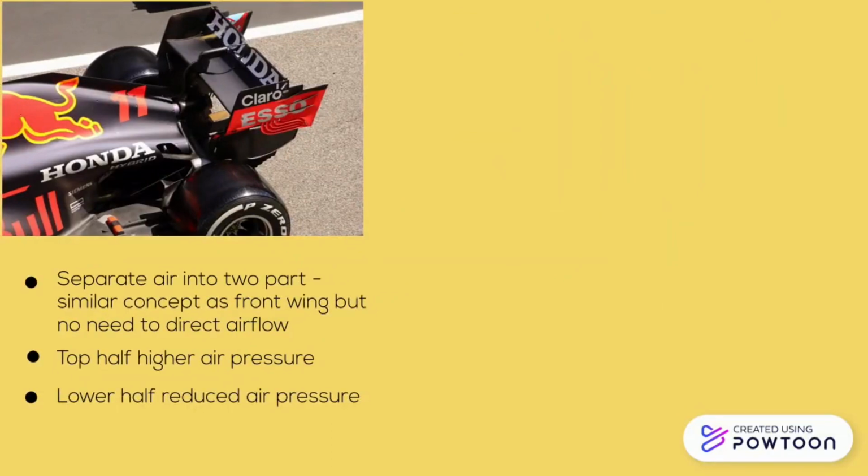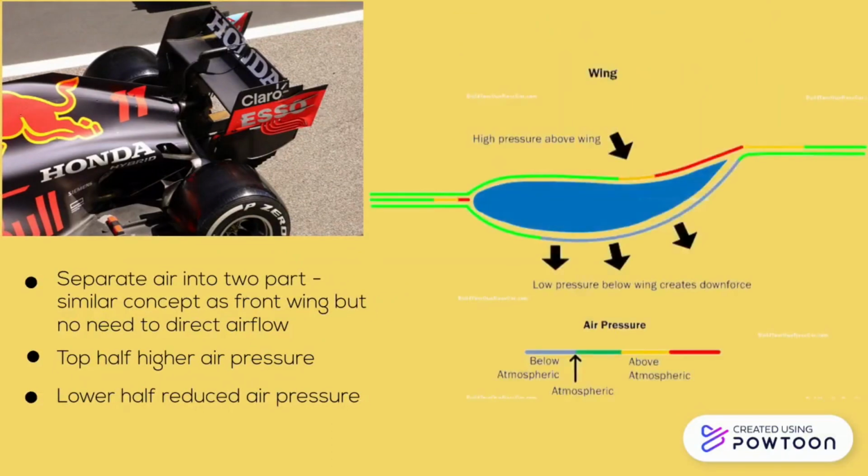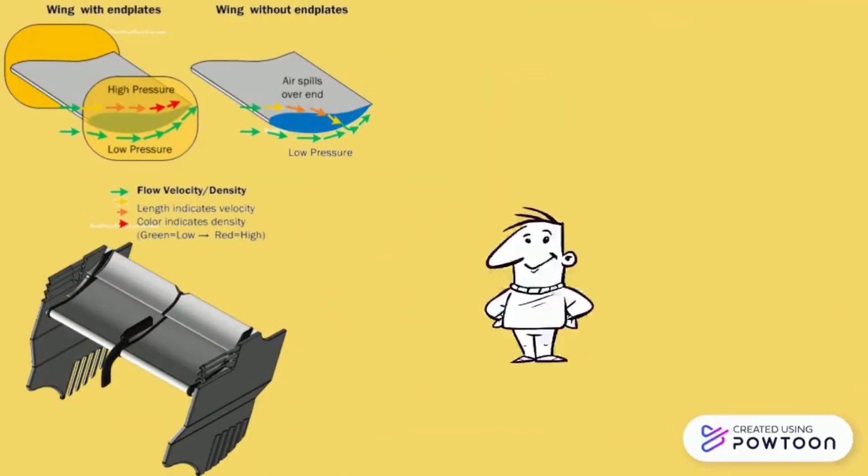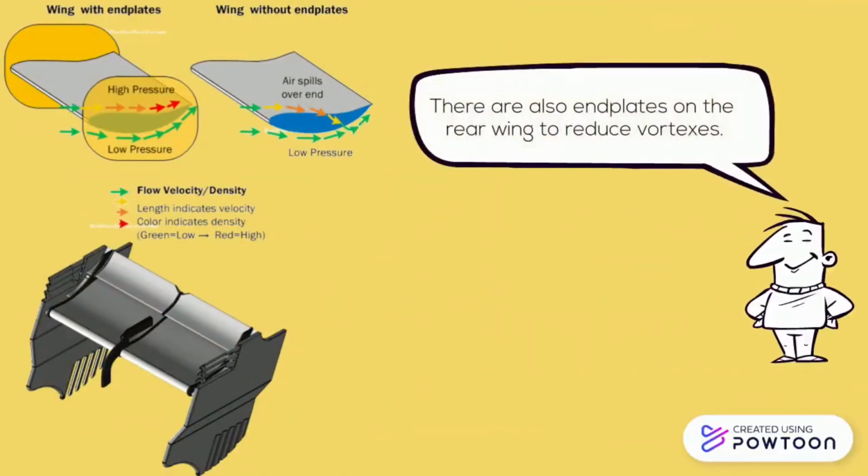Now we're going to talk about the rear wing. The rear wing works very similarly to the front wing, but there's no need to direct airflow. The only purpose is to provide better downforce. The top half also provides higher pressure as the air is blocked and redirected, and the lower half reduces the air pressure. As you can see here, there are side plates on the rear wing. These are called end plates. They are used to reduce the vortex introduced by the air spilling over the end of the rear wing.